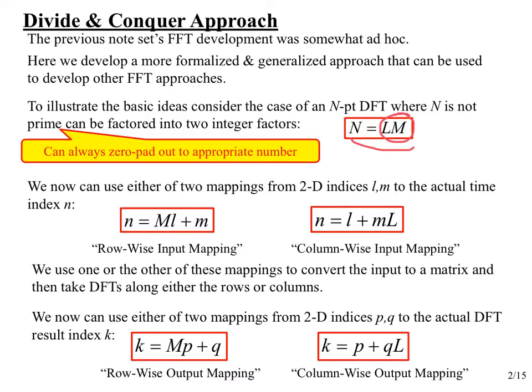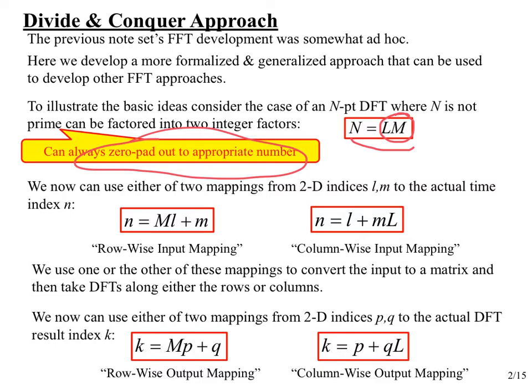Then, just like in the last one, we would want to extend this idea to more and more stages. So L and M would each have to be factored into something else, likewise as far down as you could go. But they don't have to be powers of 2. They do have to be factorable into something, and we can always zero pad out to some appropriate number for whatever type of algorithm we're interested in.